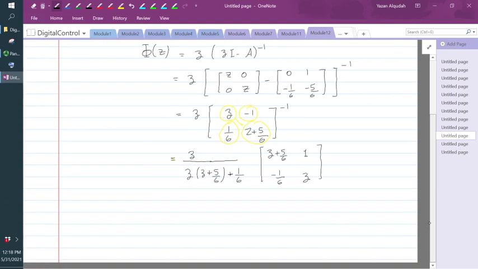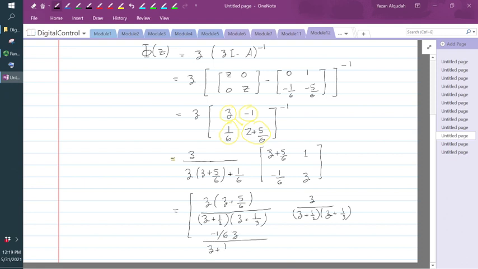Okay, so what is this equal to? If I multiply them, I'm going to get z multiplied by (z plus 5/6) divided by (z plus 1/2) multiplied by (z plus 1/3), and then I'm going to get z divided by (z plus 1/2) multiplied by (z plus 1/3), and then I'm going to get negative 1/6 z divided by (z plus 1/2) multiplied by (z plus 1/3), and then I'm going to get z squared divided by (z plus 1/2) multiplied by (z plus 1/3).